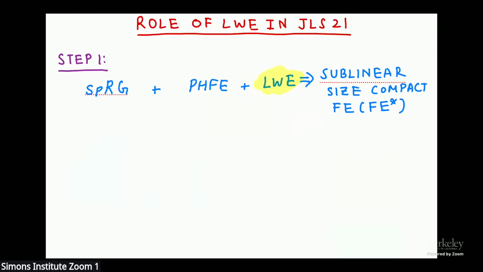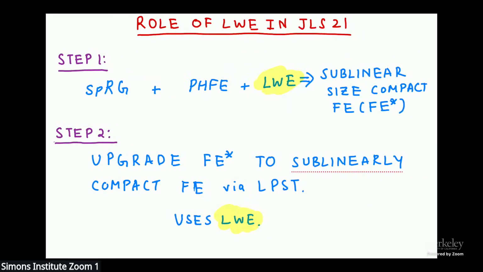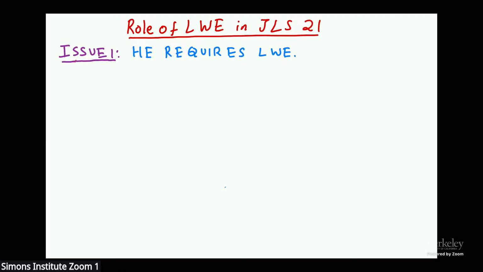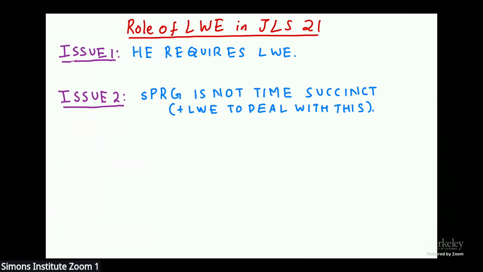So what are the issues? The first issue is that LWE comes in in the construction itself because we need homomorphic encryption. The second issue is that we need to upgrade a FE star to an FE. That's where the second construction comes in. So that's what I'm going to show how to deal with.